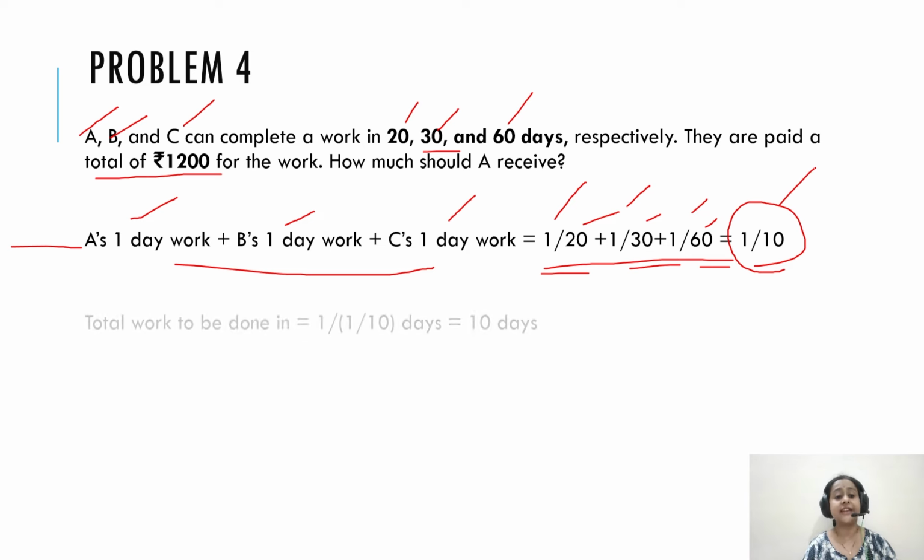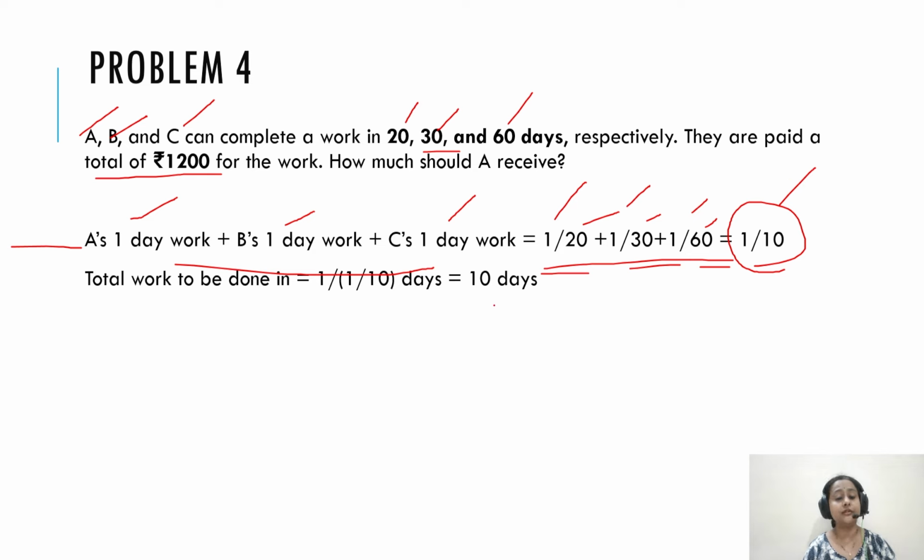So how much time will it take to complete the whole work? The total time if they work together will obviously be the reciprocal of 1 by 10, so the total work will be completed in 10 days. So all three will have to work 10 days. A will work 10 days, B will work 10 days, C will work 10 days. Now we are concerned about A because we have to find out how much A will receive as payment. So A has also worked for 10 days.